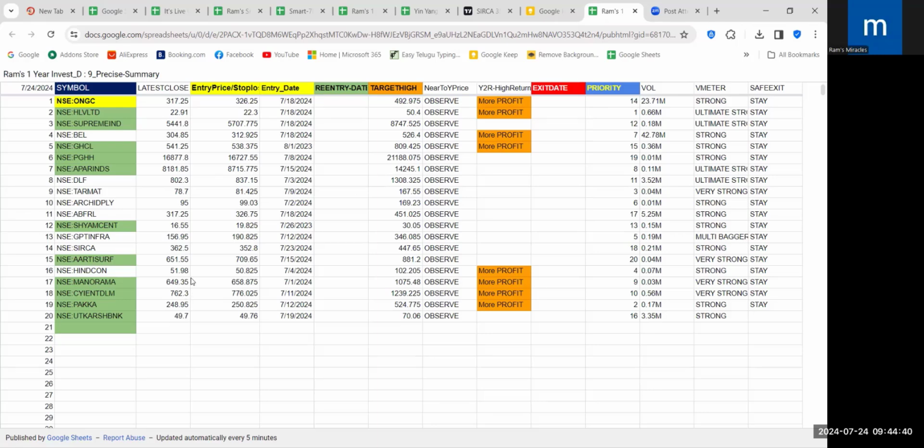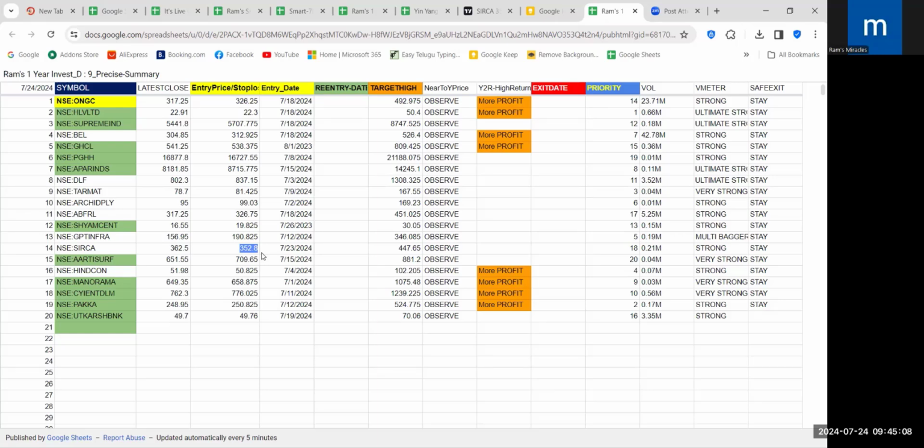So whenever we find a stock that is filtered in RAM's 1 year investment in precise summary, first of all, we have to look for the date. Today's date is July 24th, 2024. Yesterday, this stock is filtered, that is Circa. Yesterday, this stock came to the buy zone price of RAM's 1 year investment.